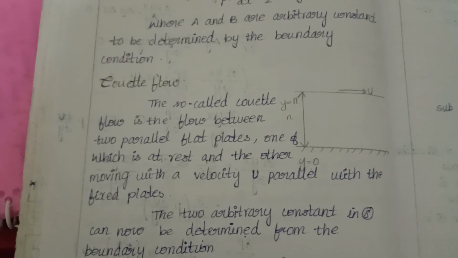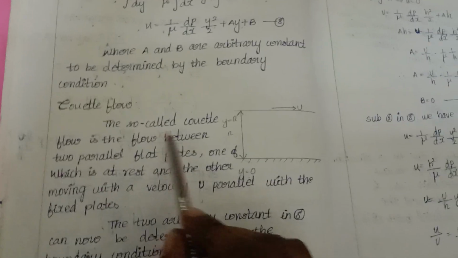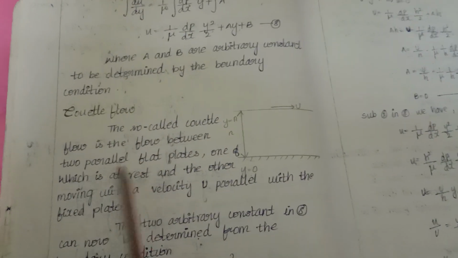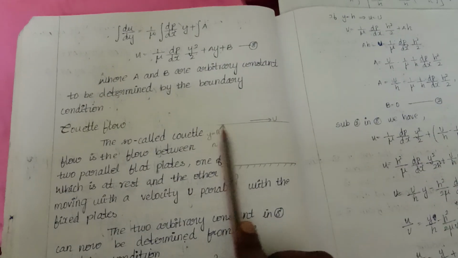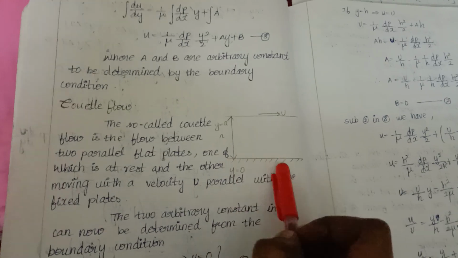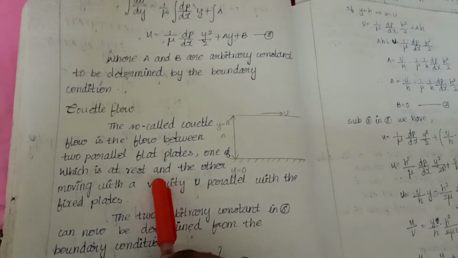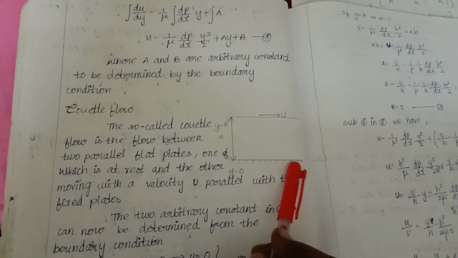Hello everyone, today we are going to see about Couette flow in fluid dynamics. The so-called Couette flow is the flow between two parallel flat plates. One plate is at rest, denoted as fixed, and the other is moving with the velocity U that is parallel to the fixed plate.